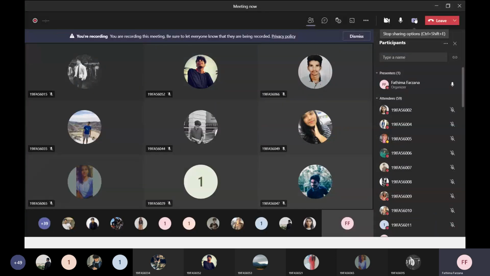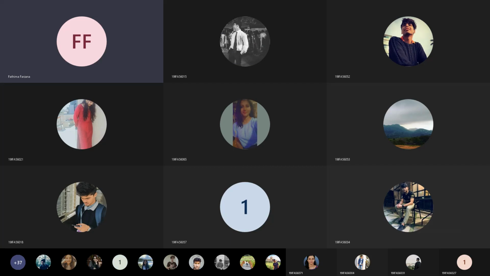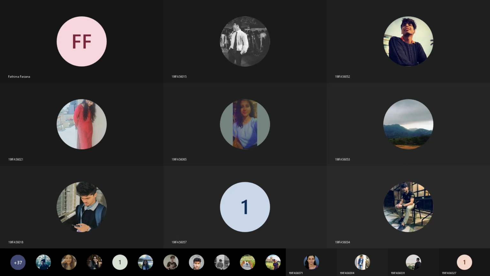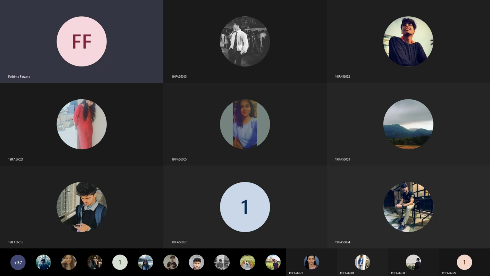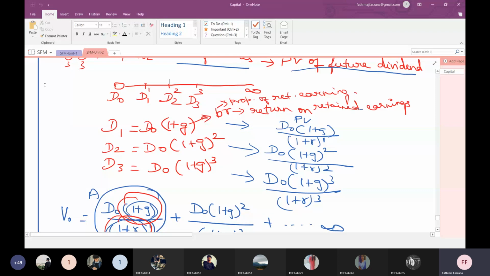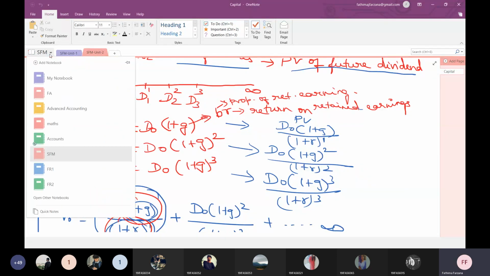The problem is if I share the screen, opening every app will take some time. Just a minute. Just let me know whether you can see OneNote here. Can you see OneNote? Yes, ma'am. Yeah, 1 minute.